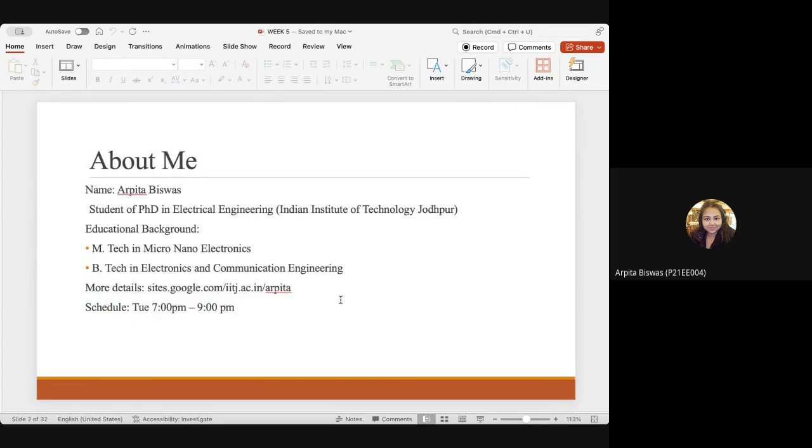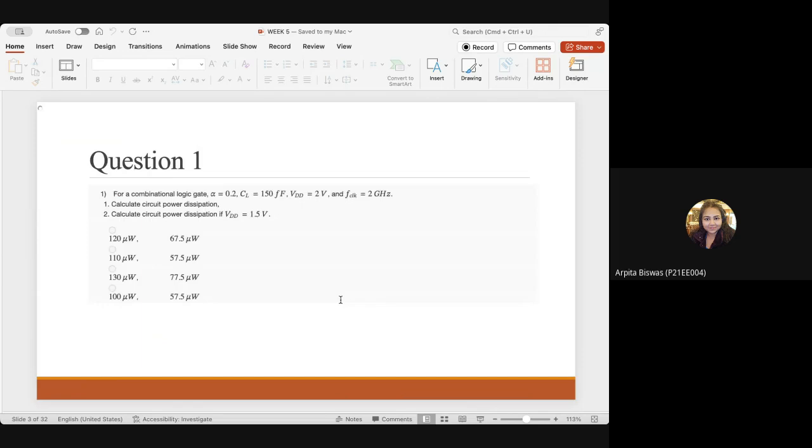And this is more details about me. So here we are going to solve some of the numericals and some of the MCQ questions. So please try to solve this question.